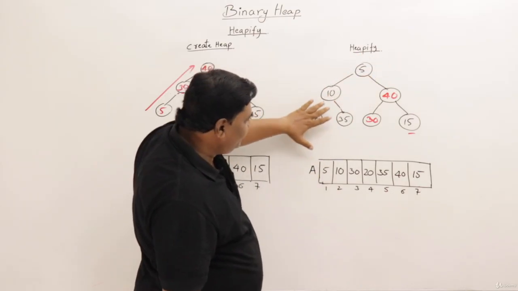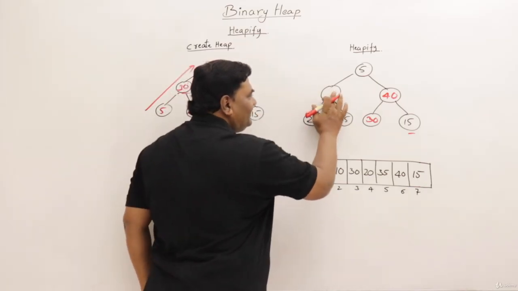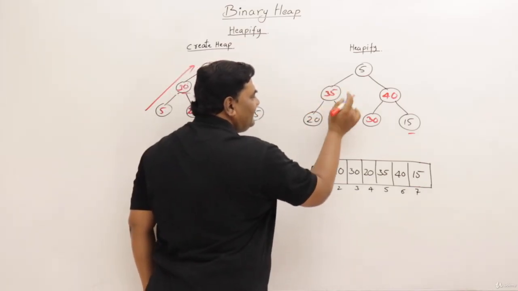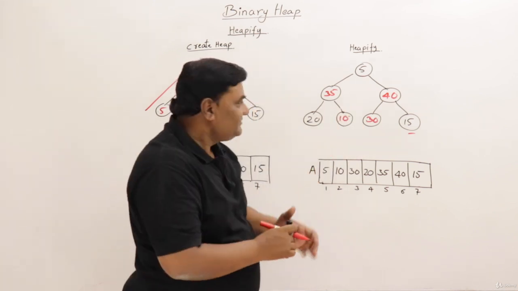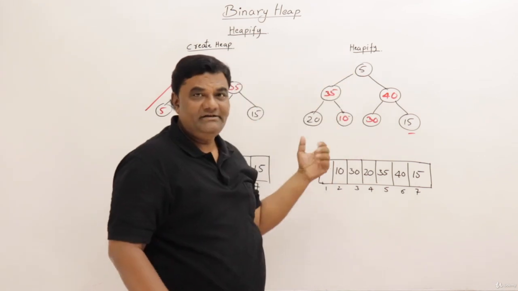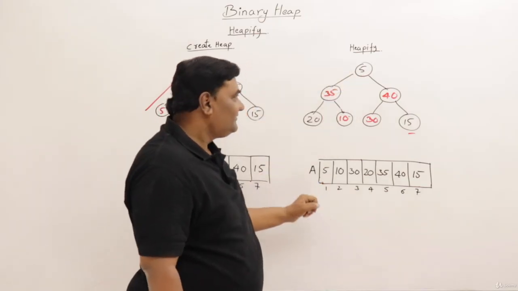So we'll be looking at only these elements. Compare with the children. This child is greater. So 10 is smaller than that. So send 35 there and bring 10 down. It's a heap. Just look at this portion. Yes, it's a heap. Then go to this element, the very first element.